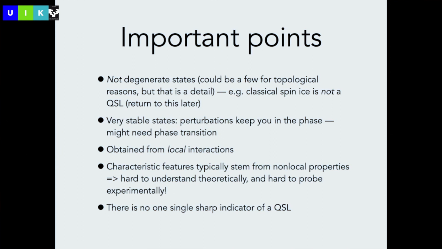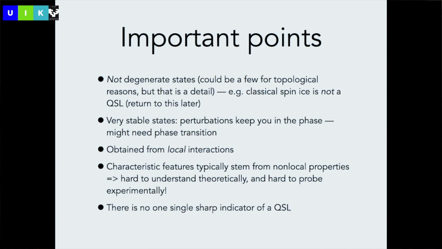Then again, they're obtained from local interactions. Okay, so even though the characteristic properties are non-local, they're obtained from local interactions. And something particularly important is that these emergent particles, so think about these spins I took away from one another, are non-local, and the probes we have in condensed matter are typically local. They're actually very difficult to find experimentally. Not only to find, but also to probe.